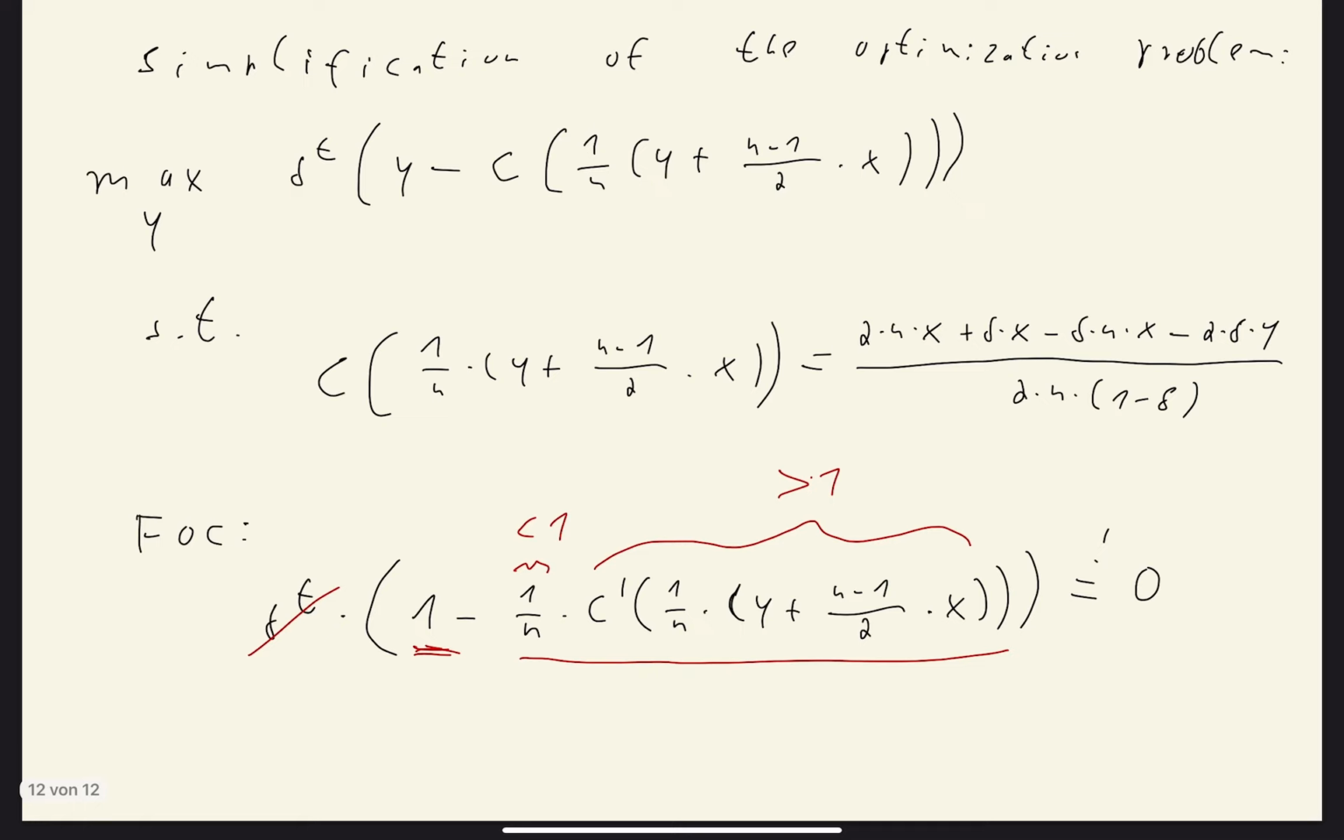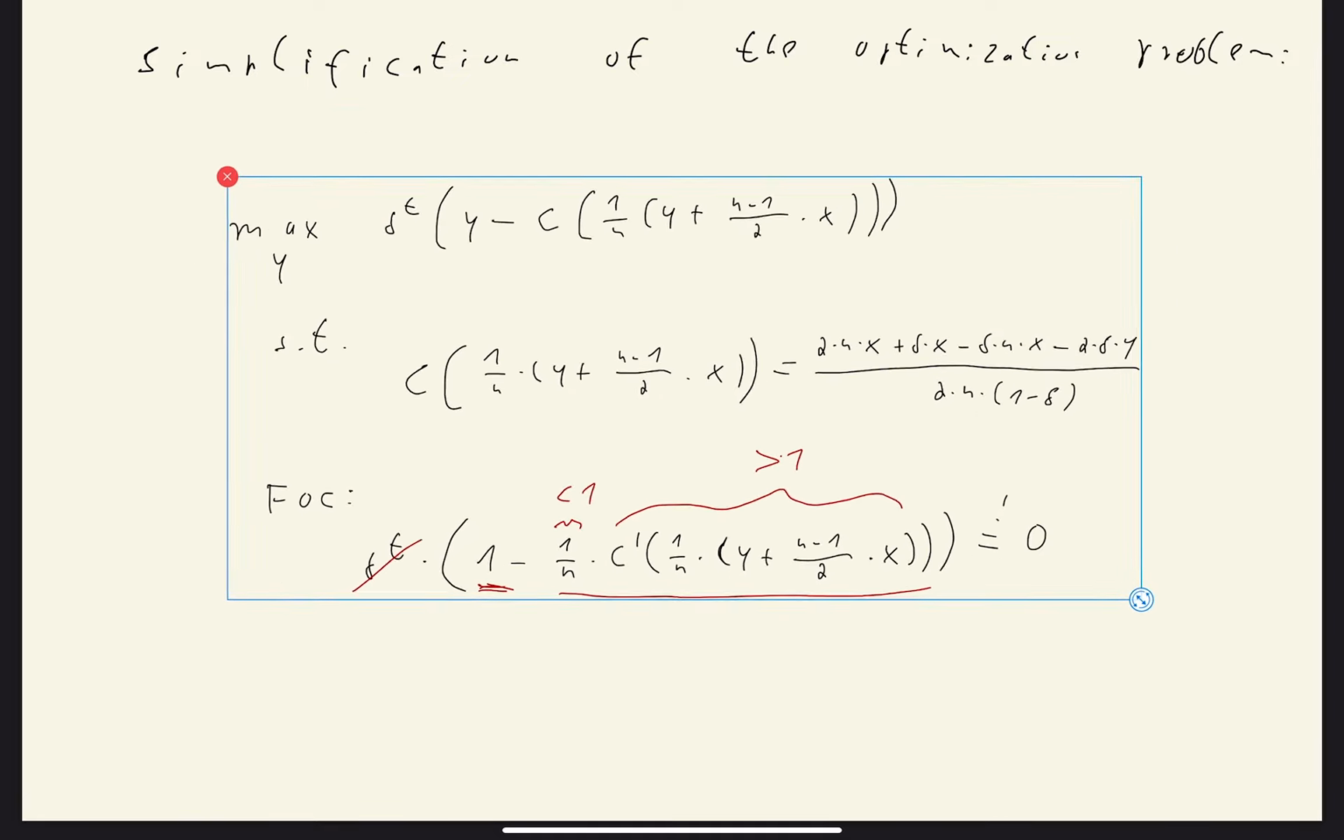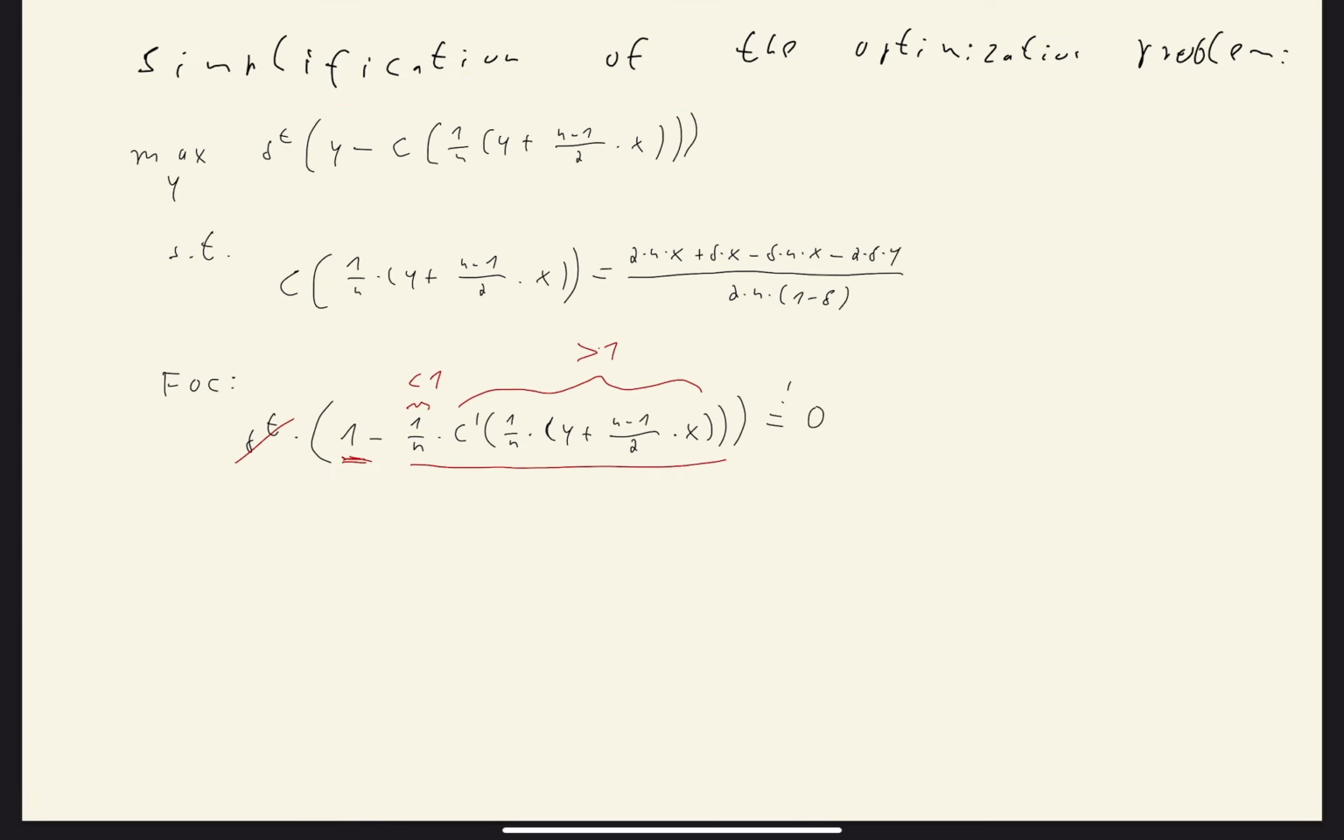Okay, so let me just make everything a little bit smaller. So now we will simplify the first order condition in 2 ways, which will be helpful. The first form in which we bring the first order condition is the following. 1 divided by n times y plus n minus 1 divided by 2 times x is supposed to be equal to c prime inverse of n.